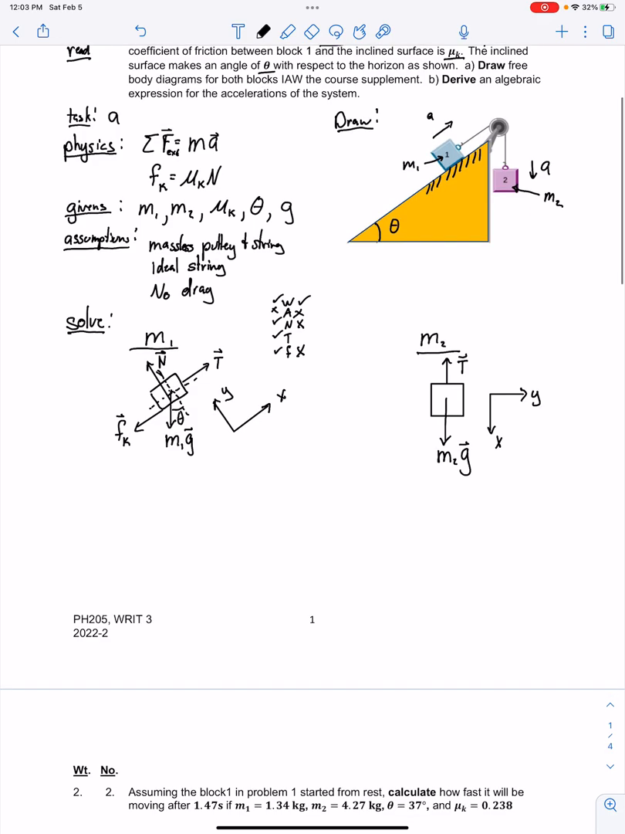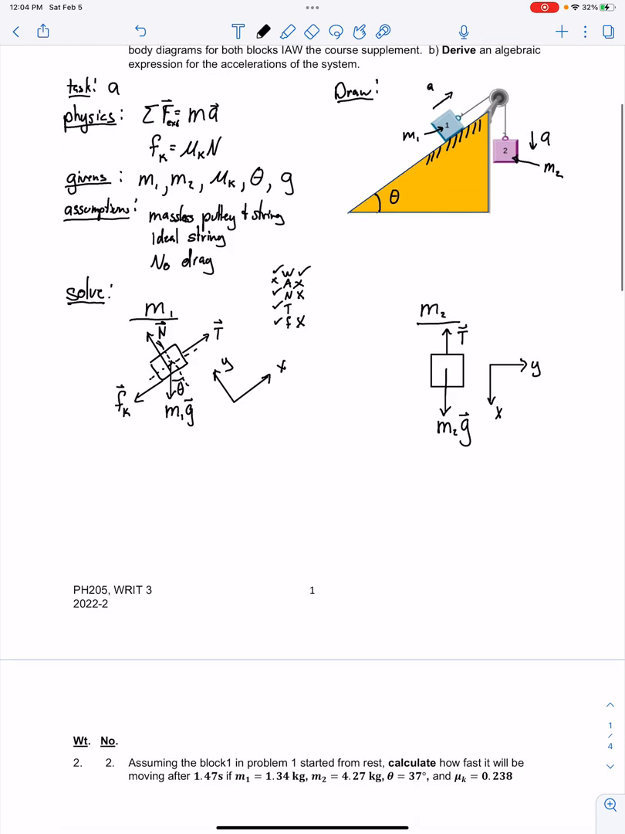So we're complete with our free body diagrams, and both of these have been done in accordance with the course supplement. Now we're ready to go on to our cut and paste step. And you do this for each of the forces. So M1 gets its own cut and paste step.